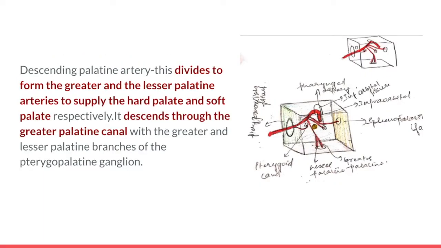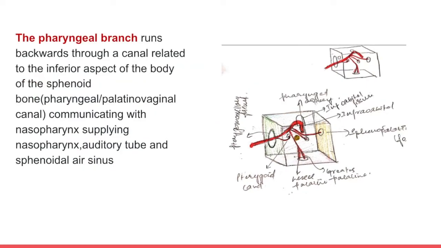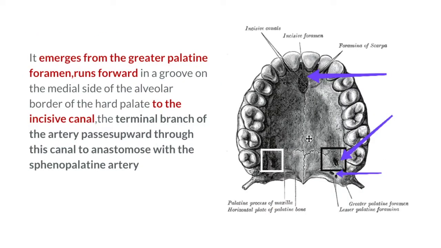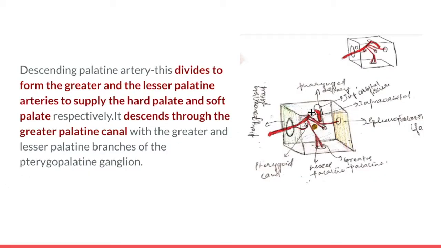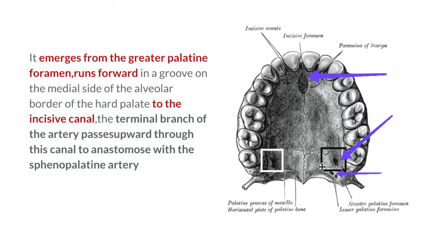Okay, so let's see it in this diagram. Here. So the descending palatine has divided into greater palatine and the lesser palatine, and these come out through the greater palatine foramen and the lesser palatine foramen. So it emerges from the greater palatine foramen, runs forward in a groove on the medial side of the alveolar border of the hard palate to the incisive canal, and the terminal branch of this artery passes upward through the canal to anastomose with the sphenopalatine artery.